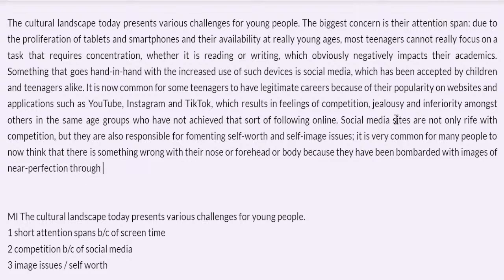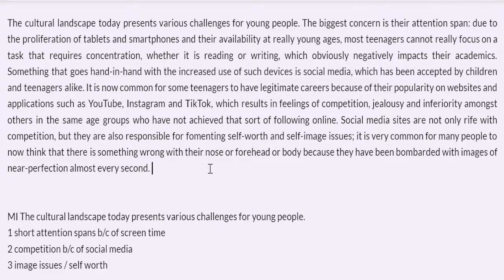It is common for people to now think there's something wrong with their nose, forehead, body, because they've been bombarded with images of near perfection almost every second. Basically, open an app, swipe through it. You can swipe through 100 people in like 100 seconds, right? So there we go. And that's pretty much it.